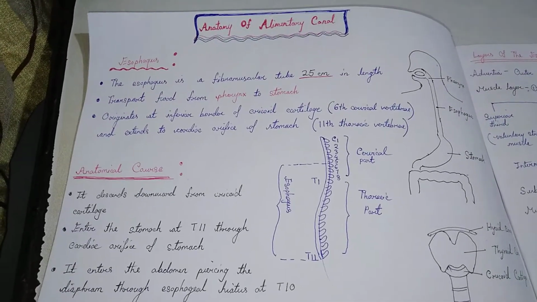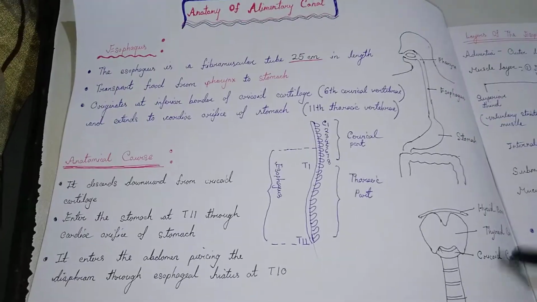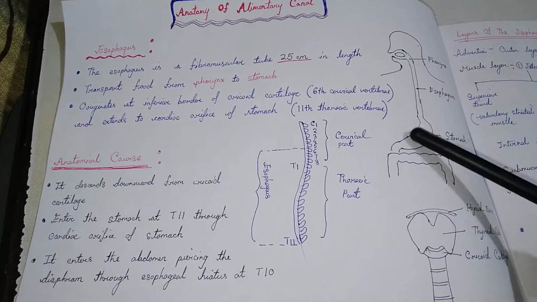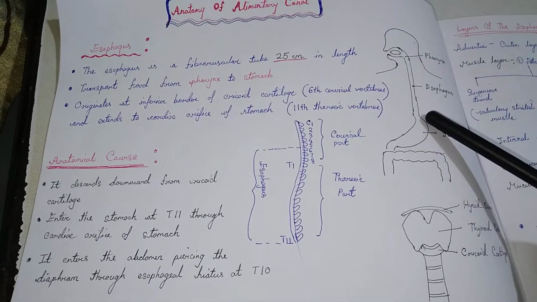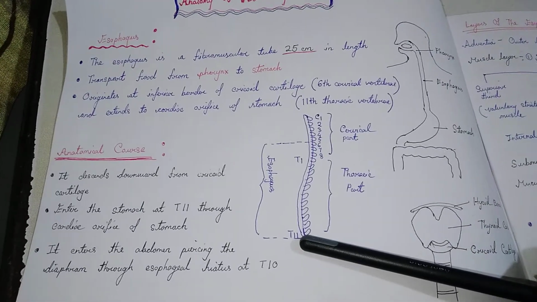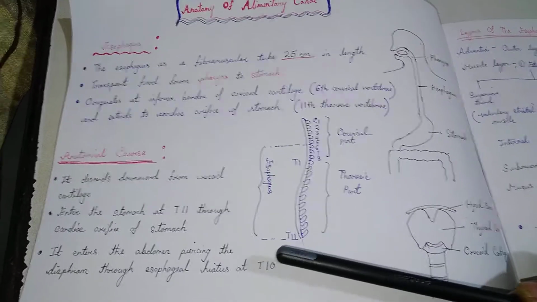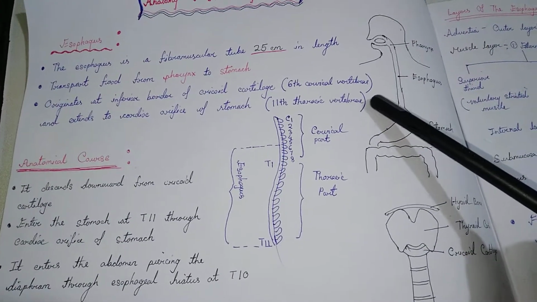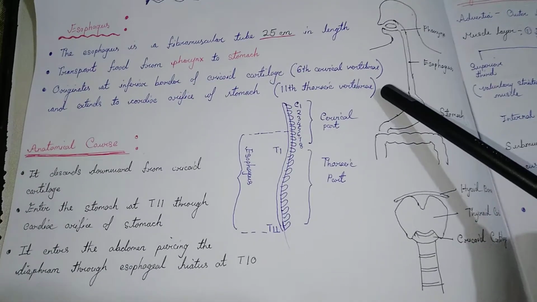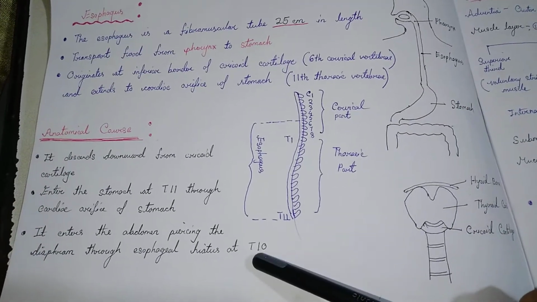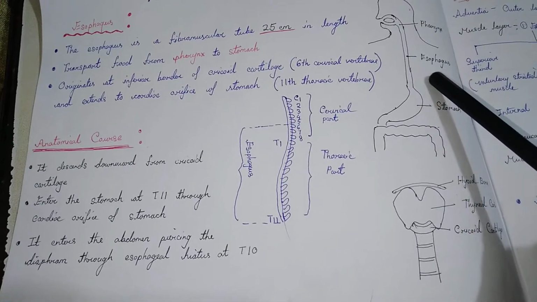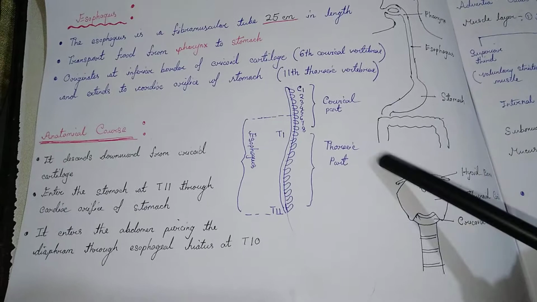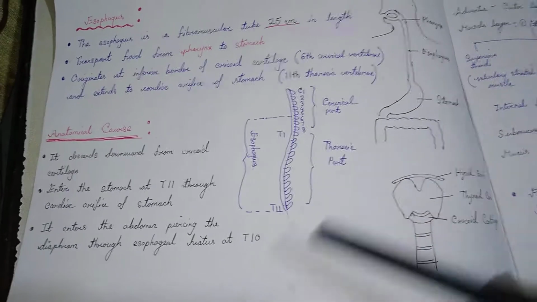The anatomical course of the esophagus: it descends down from the cricoid cartilage and enters the stomach at T11, the 11th thoracic vertebra. It enters the abdomen, piercing the diaphragm. The diaphragm is placed a little above the stomach, just one vertebra above, at the level of T10. At the level of T10, the esophagus pierces the diaphragm and enters into the abdominal region.